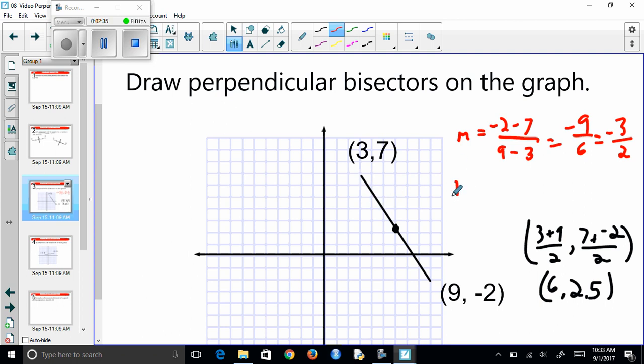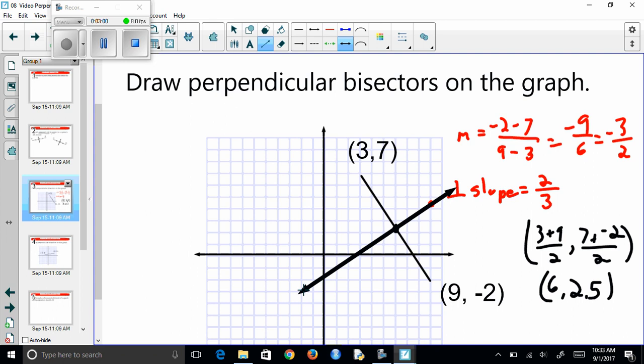So my perpendicular slope is going to be the negative reciprocal of that. So I flip it and make it positive, 2/3. Now what's tricky is that's not exactly on a point. We have to go 1, 2, and over 1, 2, 3. And now once we have that, now I can draw a perpendicular bisector. And this is a little bit more accurate than the sketches I did on the previous page.